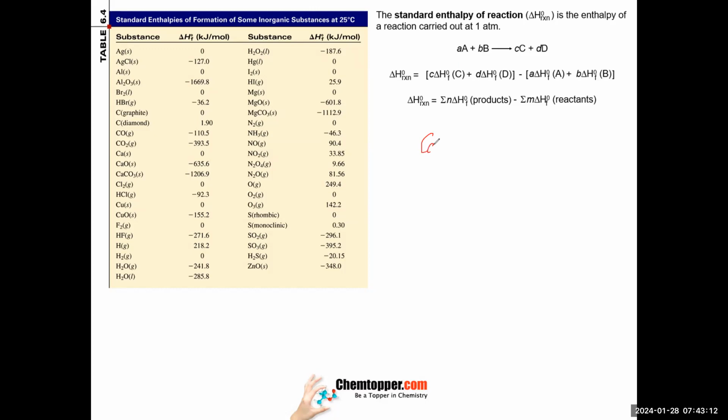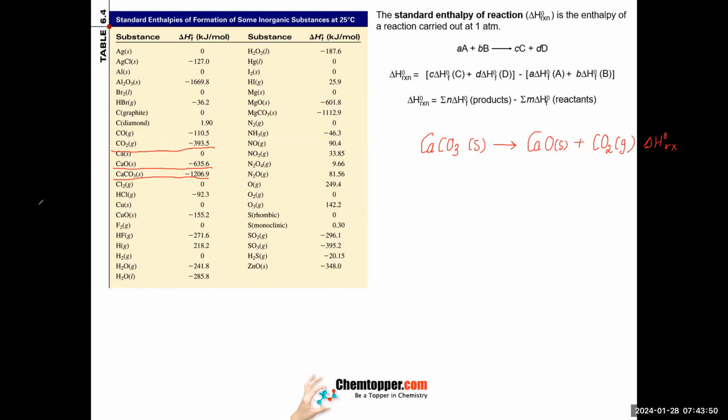Calcium carbonate solid undergoing decomposition to give you calcium oxide solid plus carbon dioxide gas. Calculate delta H naught reaction using formation enthalpies. Calcium carbonate here, calcium oxide here, carbon dioxide here.